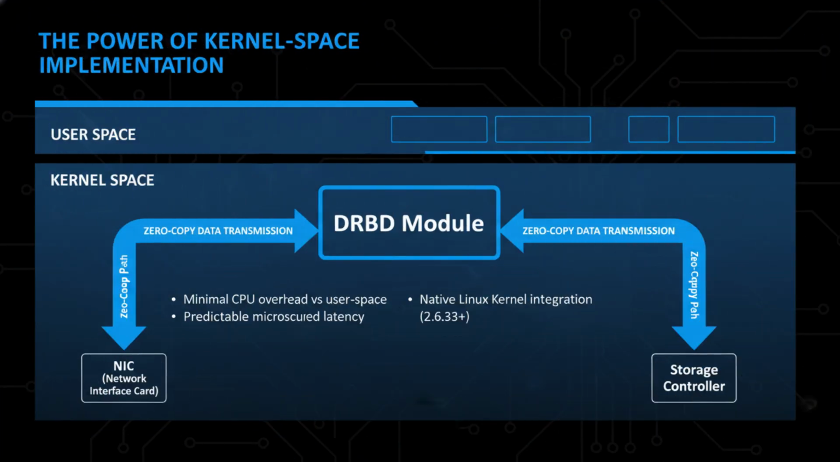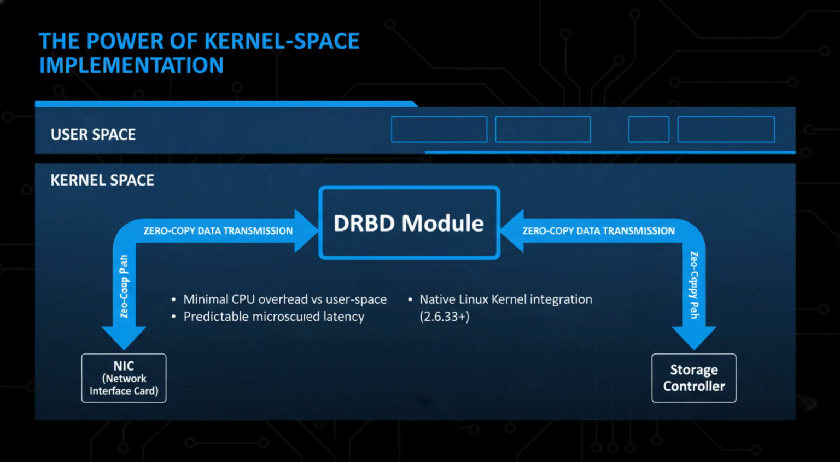Why do we insist on kernel-level replication? Efficiency. By running as a kernel module, DRBD eliminates the context-switching overhead that plagues user space applications. When data enters the kernel, DRBD uses zero-copy mechanisms to ship blocks to the network interface card. This reduces CPU cycles and minimizes latency to the microsecond range. Furthermore, since it is integrated into the mainline Linux kernel since 2.6.33, it benefits from the same stability and performance optimizations as the rest of the OS.